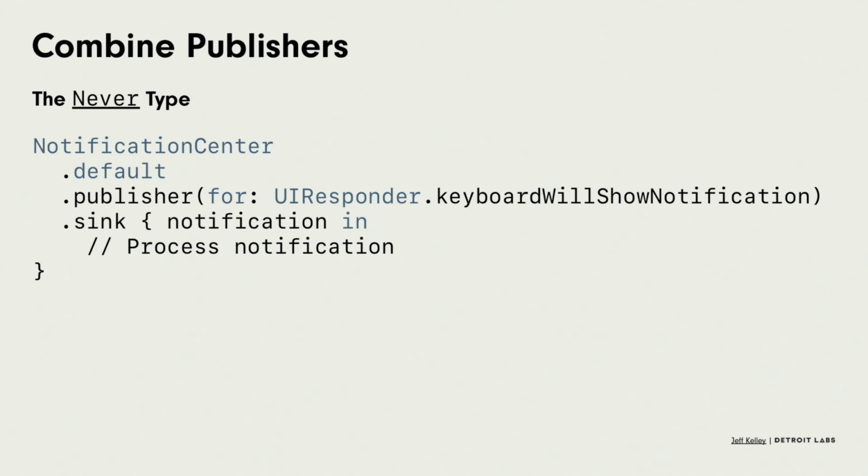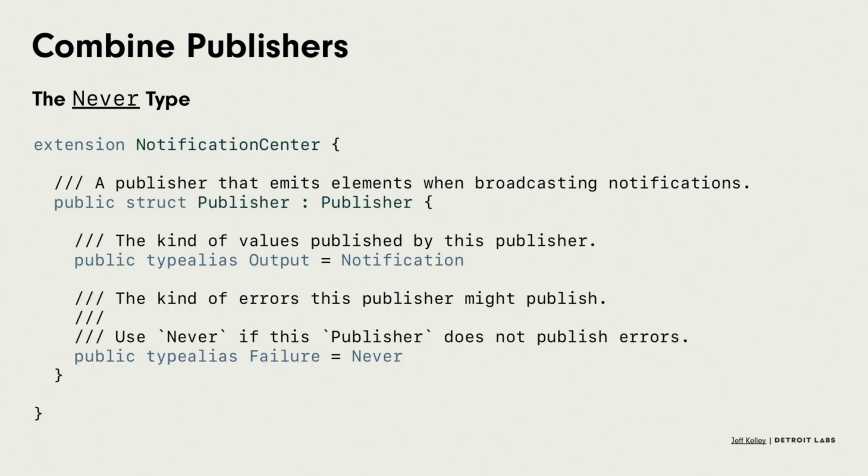Now some publishers don't need a failure type. NotificationCenter, for instance. You can get a publisher for a specific notification that will just call you whenever that notification fires, but I don't really know what it would mean for that to fail. Notification doesn't happen. There's not really a good way for that to fail, right? So let's look at what NotificationCenter is using, because we know it has to have some failure type. That's part of the protocol. And it turns out that the failure type for NotificationCenter's publisher is Never. So they're telling you this can never fail. And here, that's appropriate.